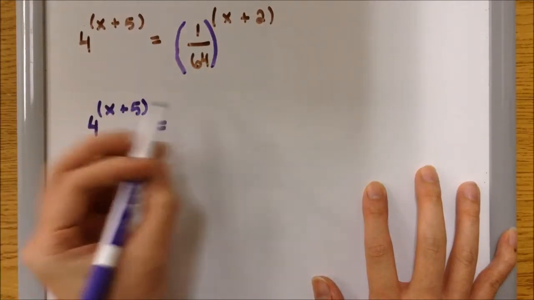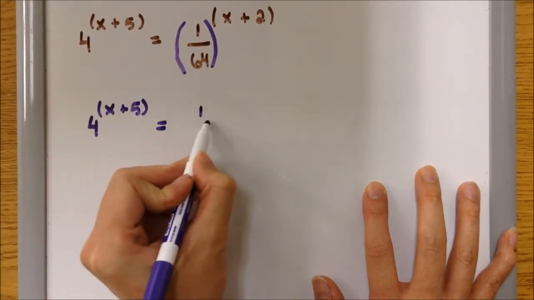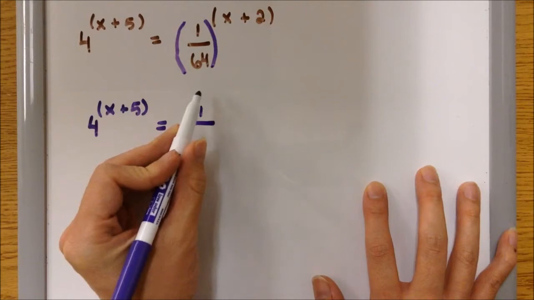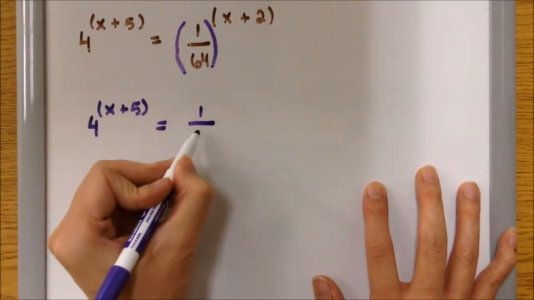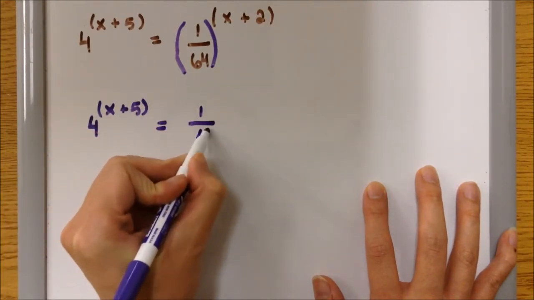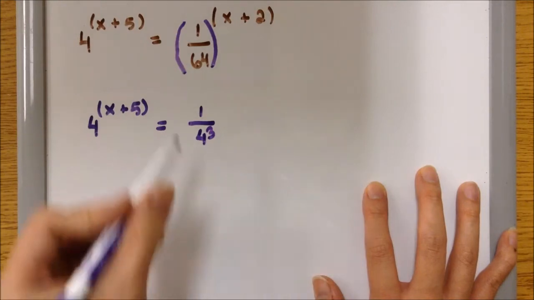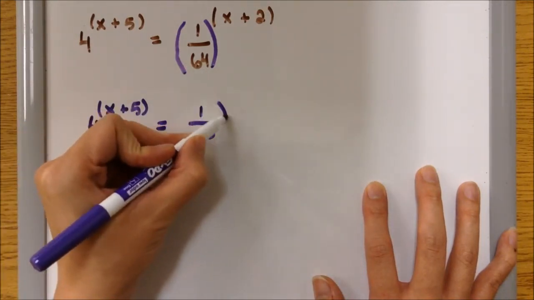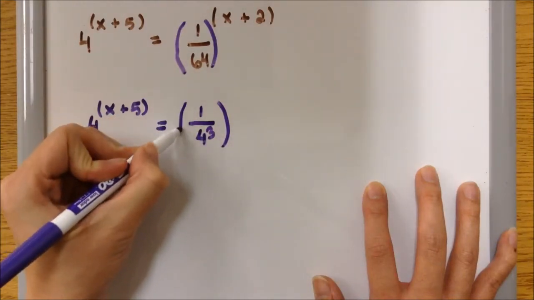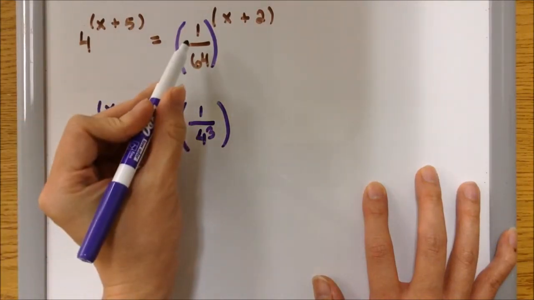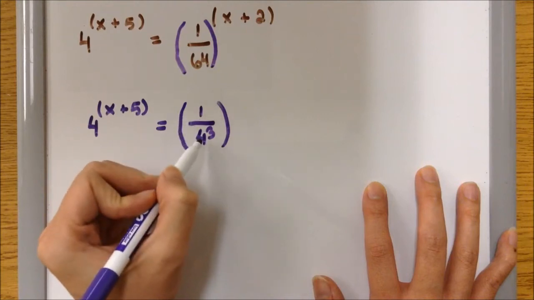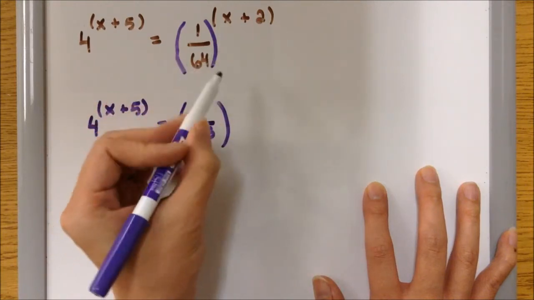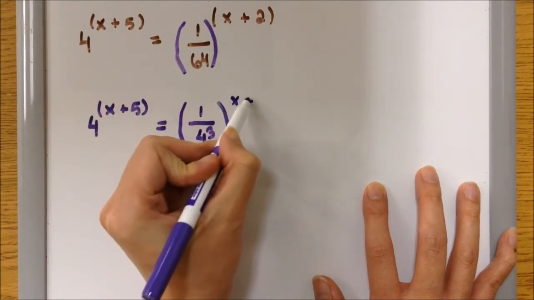Now 64, again we only focus on the denominator. 64 is the same as 4 to the third power. So 64 is the same as 4 to the third power. And again, I only change 1 over 64 to 1 over 4 to the third power, and the exponent stays the same, so x plus 2.